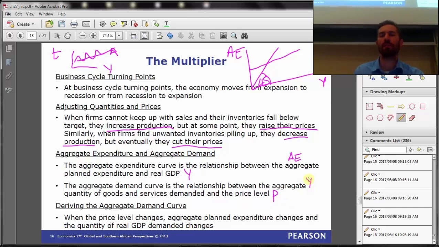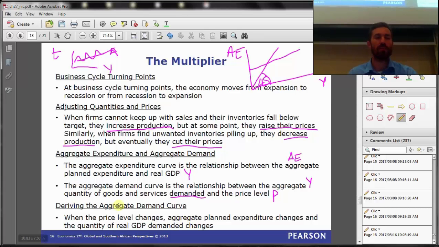So you can see that obviously if there's a relationship between output from a demand side, right? In other words, this is output that people want to buy. There's a relationship between output that people are buying and price level, and there's a relationship between the output that people are buying and aggregate expenditure. There must be some sort of relationship between aggregate expenditure and price level. That's what we want to deal with in the next slide.